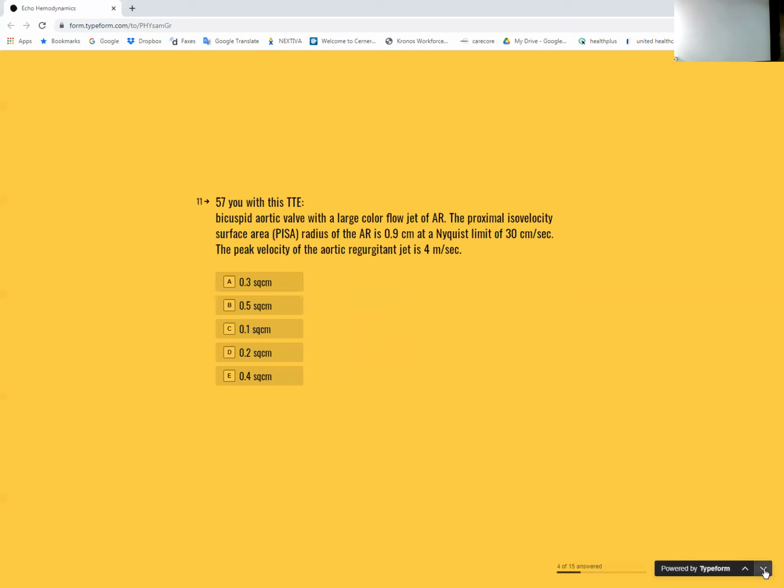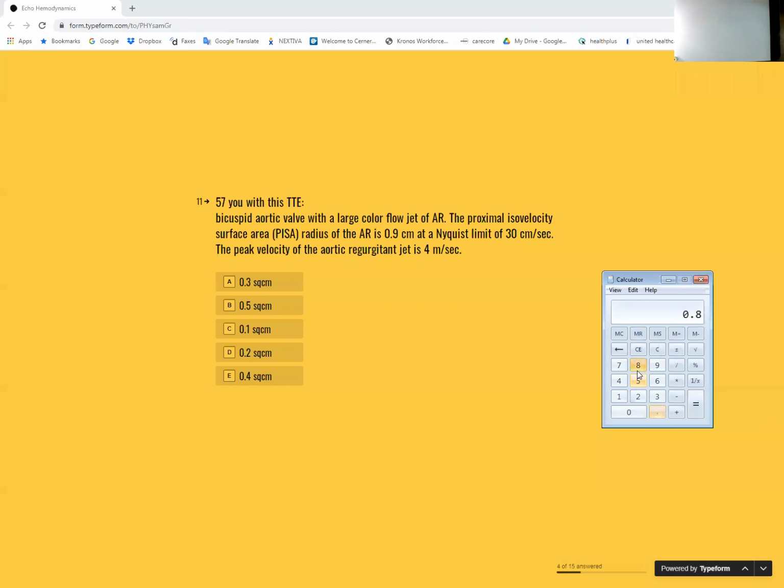Okay, moving on. A 57-year-old with this echo. She has a bicuspid valve with a large color flow jet of AI. PISA radius is 0.9 at a Nyquist of 30, and the peak velocity of the aortic regurgitation jet is 4. So this should be pretty easy for you guys. You can do it in a GIF.